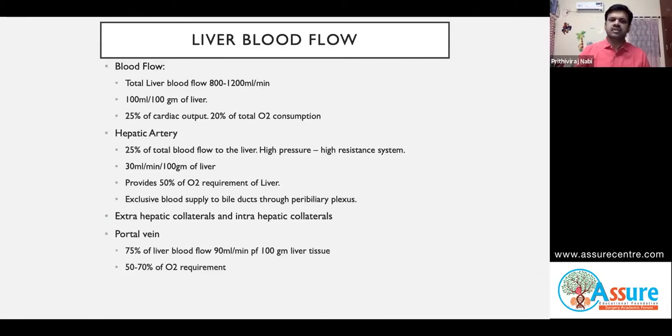Coming to the portal vein, it gives 75% of liver blood flow, that is 90 ml per minute per 100 gram of liver tissue, and it also provides 50 to 70% of the oxygen requirement of the liver. Coming to the hepatic veins, the main point to remember is that the pressure in the hepatic veins is just 1 to 2 millimeter of mercury, and the pressure gradient is in the range of 5 millimeter of mercury. This is similar to the HVPG, the hepatic venous pressure gradient, which is also in the range of 5.